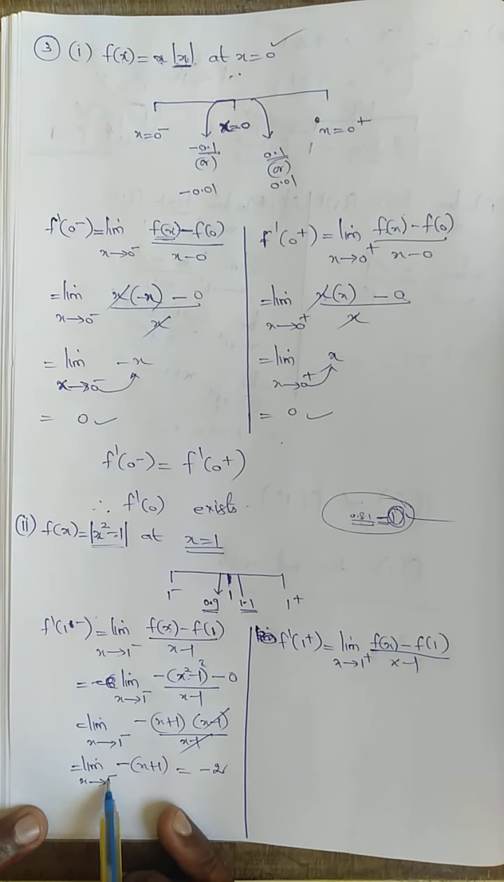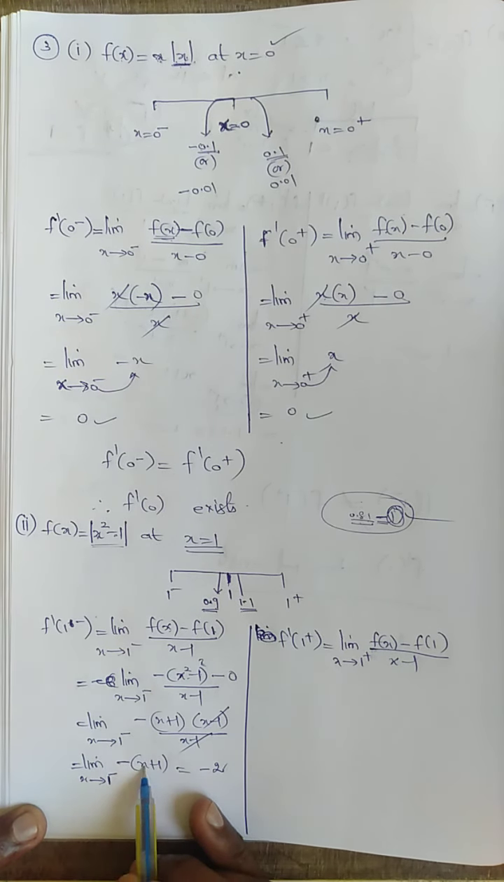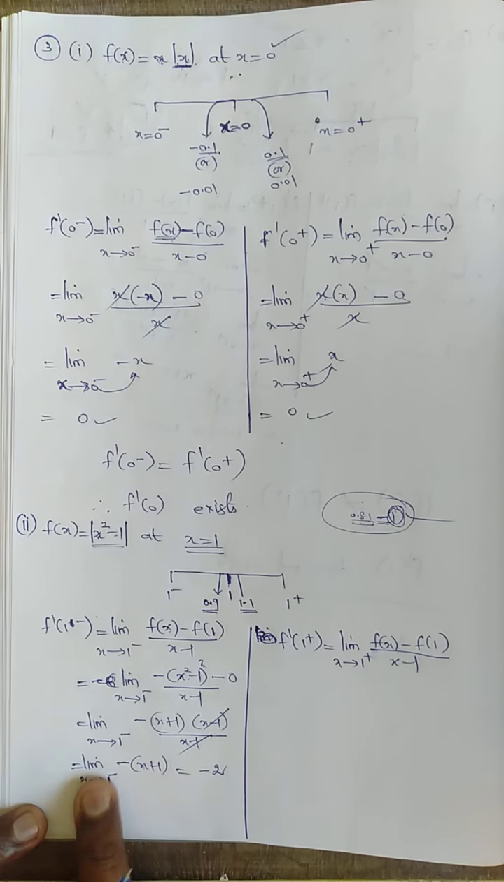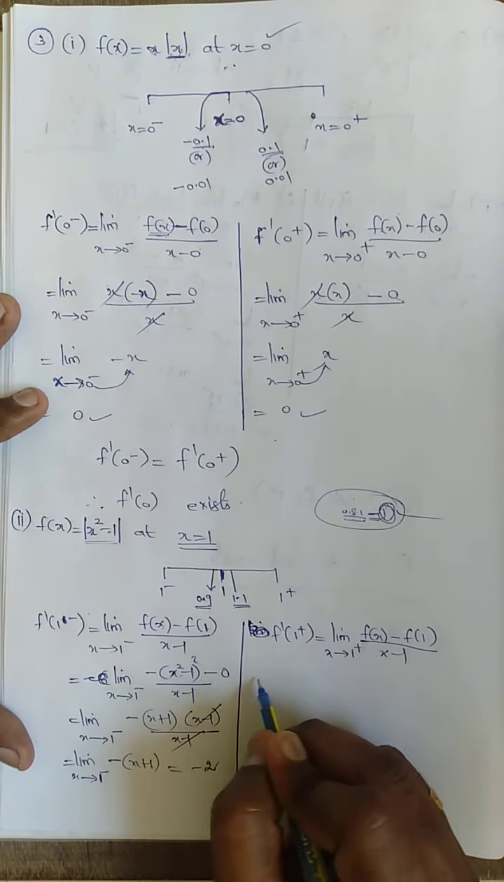Apply the value 1 only now, you should not apply minus 1. The x value is 1 only. 1 plus 1, 2, minus 2. Once we apply it, we should not put the limit once again here. That's all, over. The same here also.